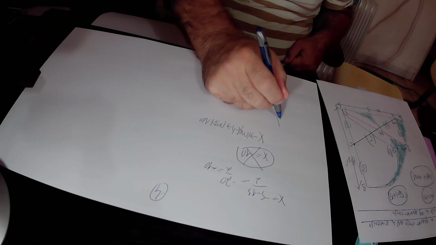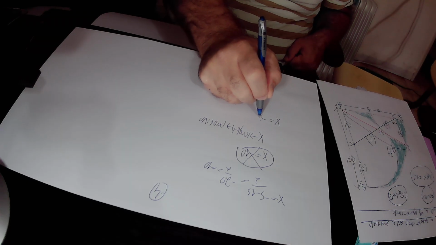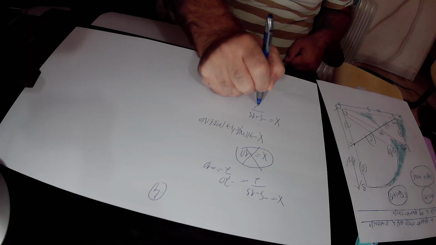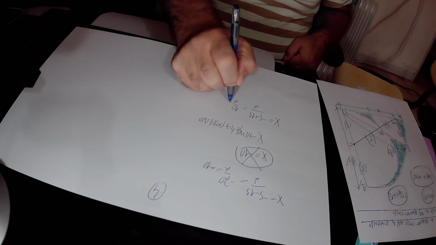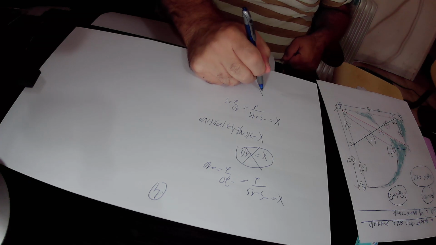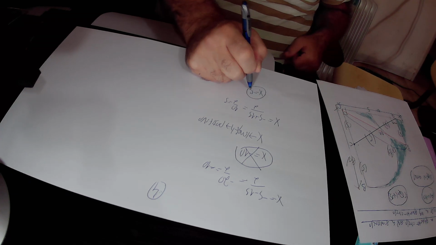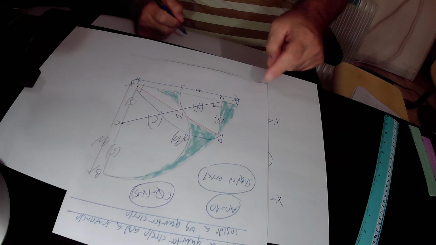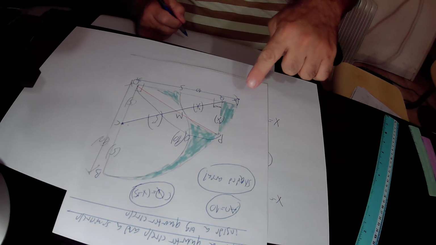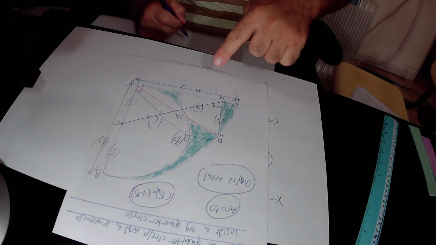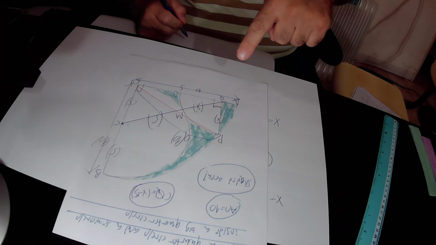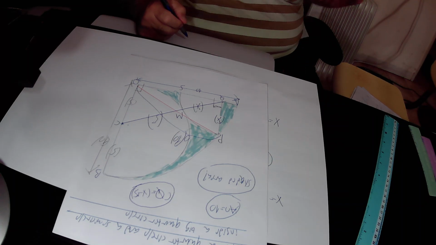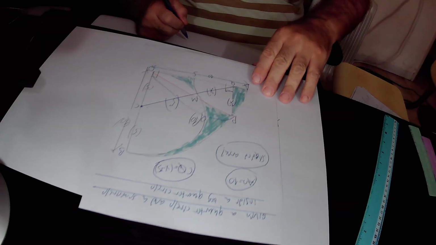The second solution for x is that x equals to minus 5 plus 15 over 2. Minus 5 plus 15 is 10, and 10 over 2 is 5. So the second solution for x is that x equals to 5 units in its length. That is to say, the radius of this small quarter circle PQS is equal to 5 units in its length.